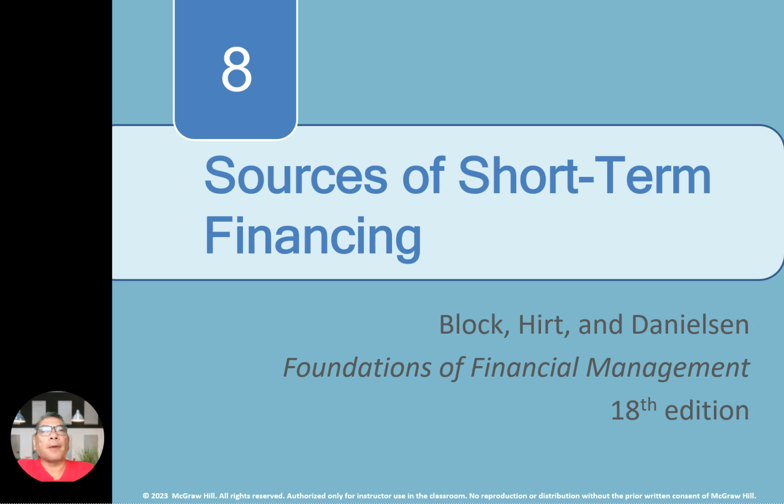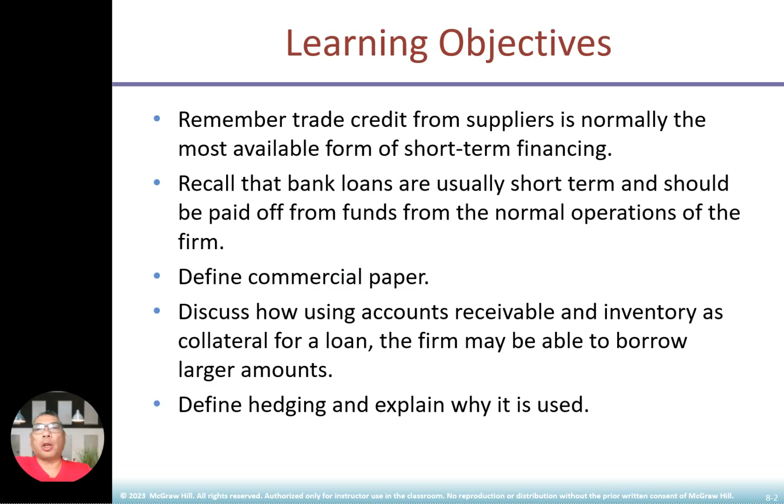Okay, let's start with the learning objectives. Number one is to remember trade credit from suppliers. We discuss bank loans that are usually short-term, define commercial paper, and discuss how accounts receivable and inventory serve as collateral for loans, and define hedging and explain how it is used.